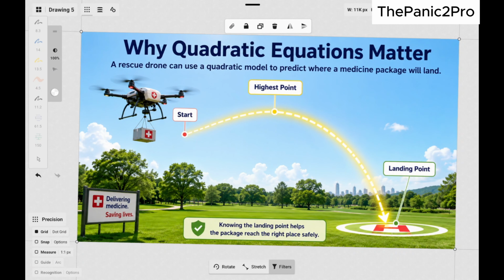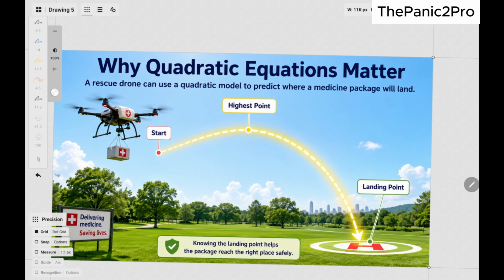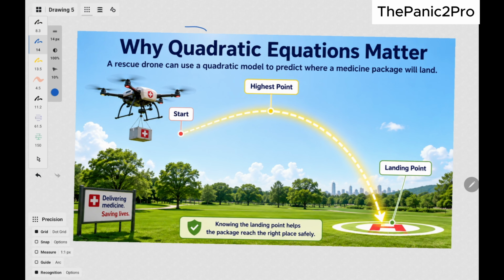Everyone. Today we're going to talk about quadratic equations, right? So how it could matter in our real life and how we can possibly use that.